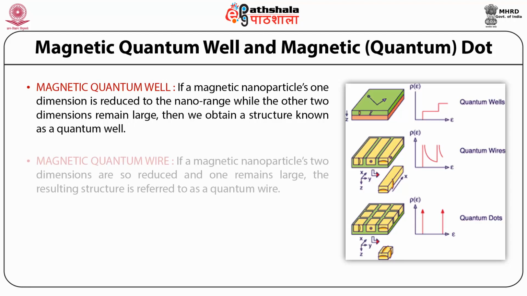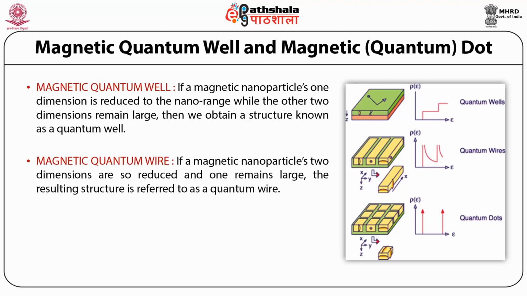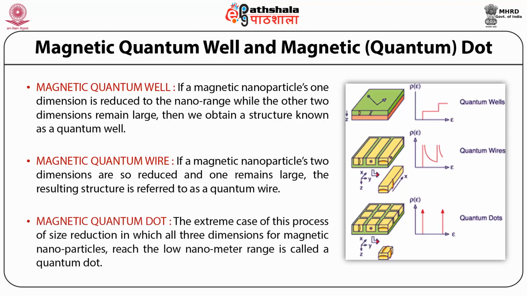Let us discuss quantum wire. If the magnetic nanoparticle's two dimensions are so reduced and one remains large, the resulting structure is referred to as a quantum wire. And now let us discuss magnetic quantum dot. The extreme case of this process of size reduction, in which all three dimensions of magnetic nanoparticles reach the low nanometer range, is called a quantum dot.